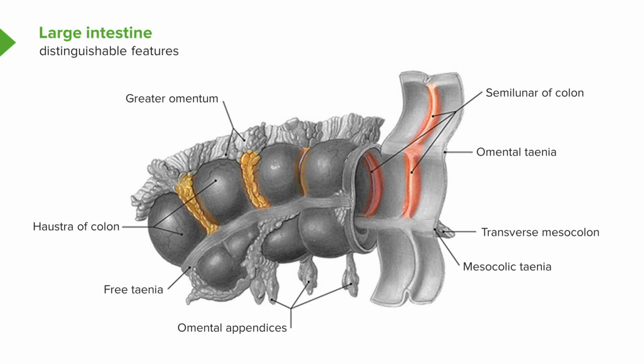We can see, if we return to the tenia coli, that we have 3 types of tenia coli. We have the omental tenia, and this is the part that attaches to the greater omentum. So the greater omentum, hanging down from the transverse colon, will actually be attached to the omental tenia. The mesocolic tenia is where the transverse mesocolon attaches.